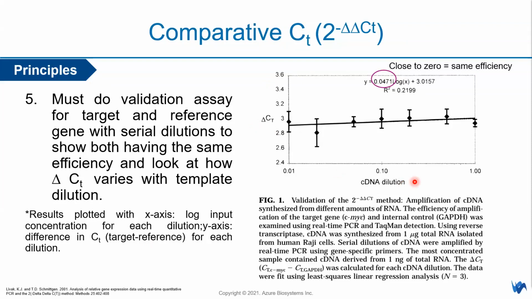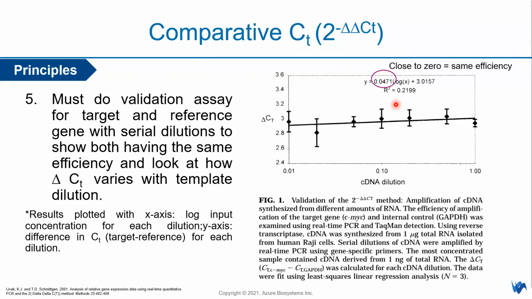This graph is what we call the validation of the delta delta CT method. This is to show that your delta CT holds as the dilution increases, because we know that when you have primer sets and even the qPCR run, when the template gets diluted, if your primer does not have 100% efficiency, the efficiency may drop at certain dilutions. So it's important for you to validate this when you do the comparative CT calculation method for your qPCR data analysis.